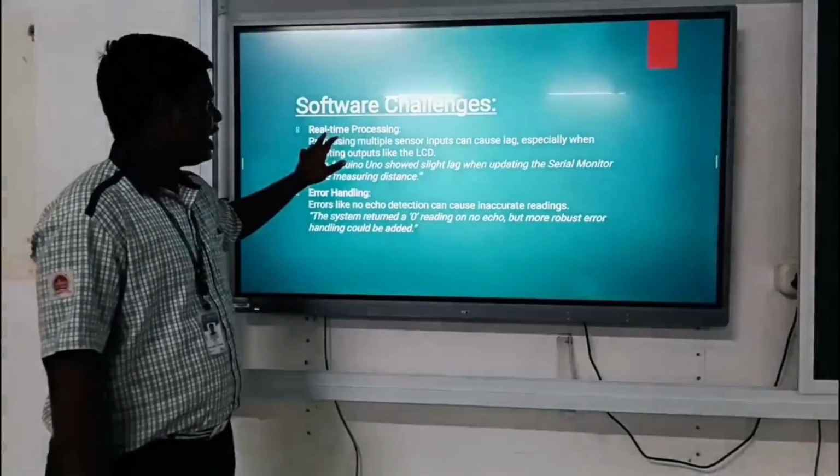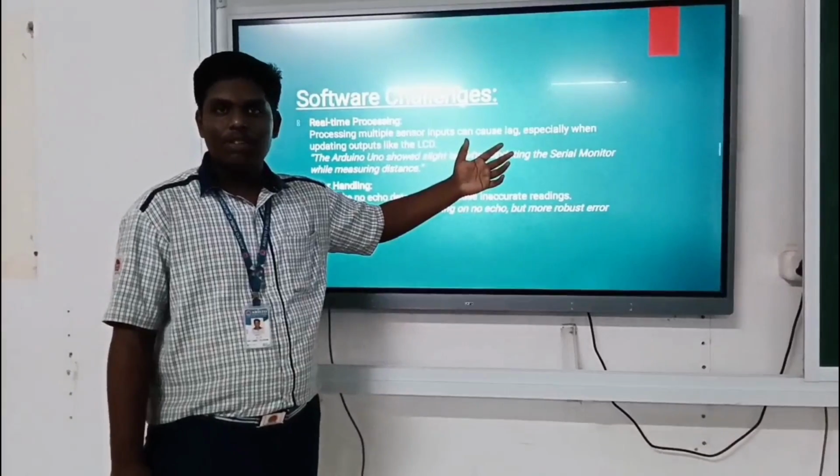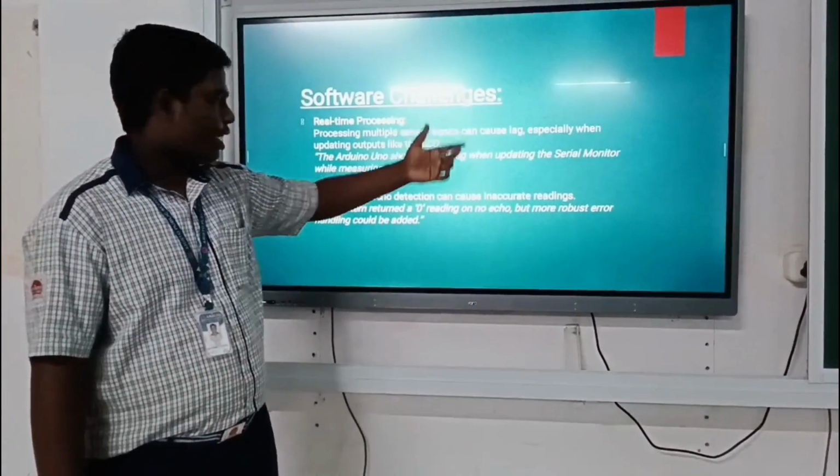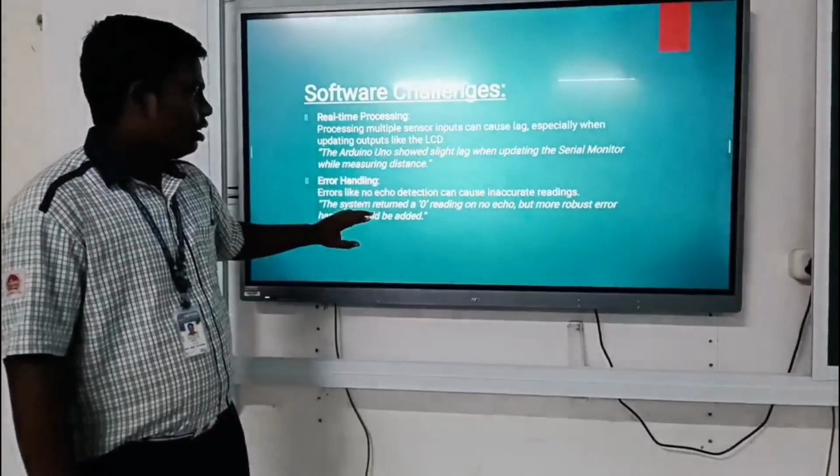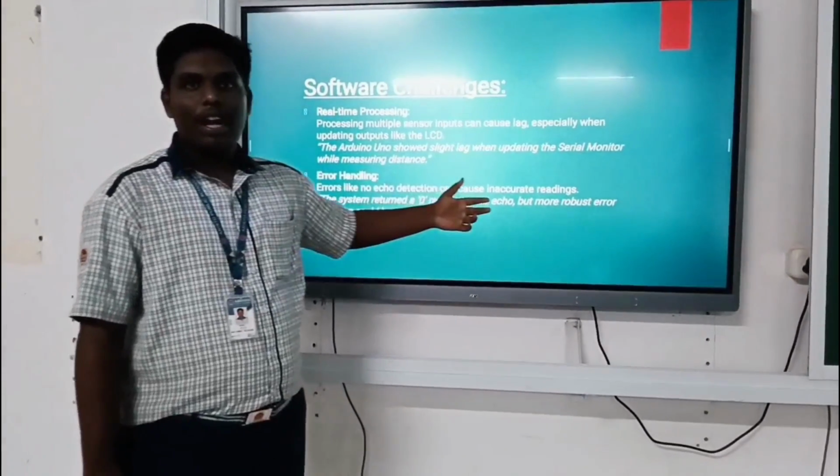Software challenges. Real-time processing: the Arduino motherboard shows a lag in case of continuous usage. Error handling: zero errors will be inconsistent.